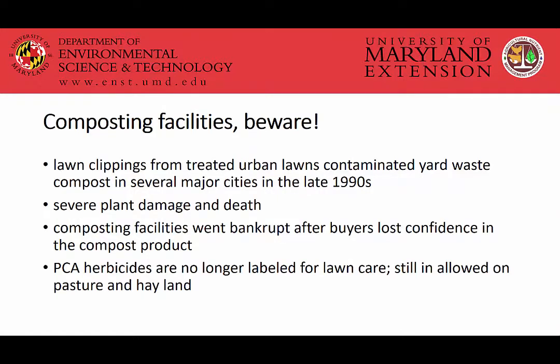Okay, I also want you to know that when this stuff was first marketed, it was allowed on lawns, all right? So a number of cities, I think up to 5, but I only know the name of one, actually had their publicly funded city or county yard waste composting facility go bankrupt because they were composting grass with leaves, and when they sold the compost to the end users, there was such damage to the plants that people wouldn't buy it anymore, okay? The product is now no longer labeled for lawn.